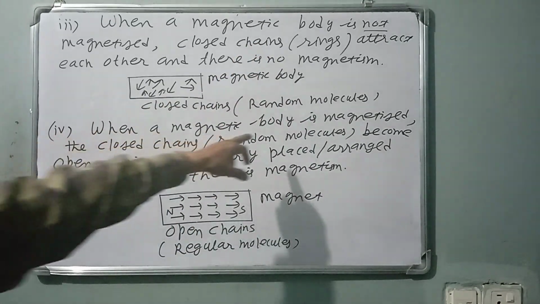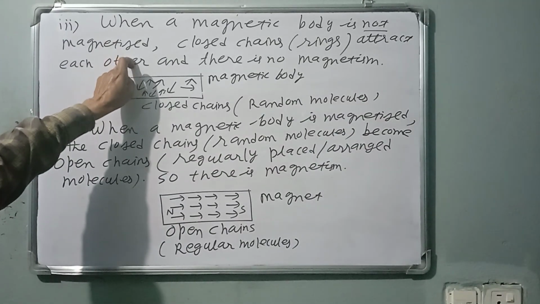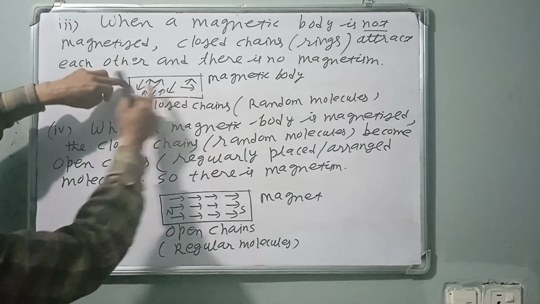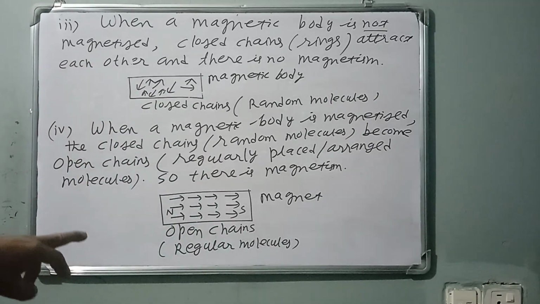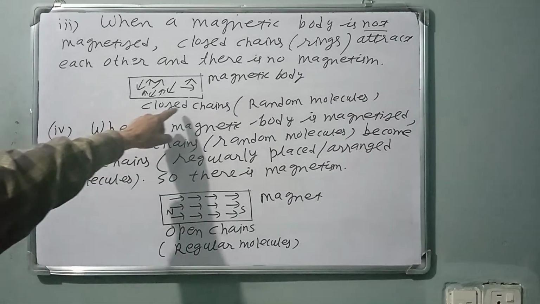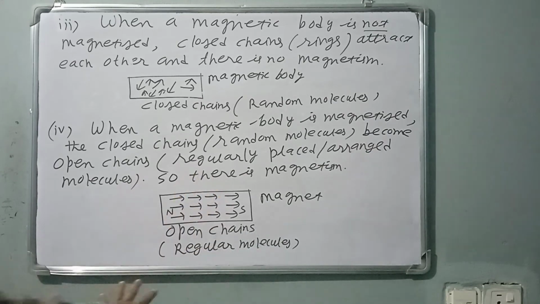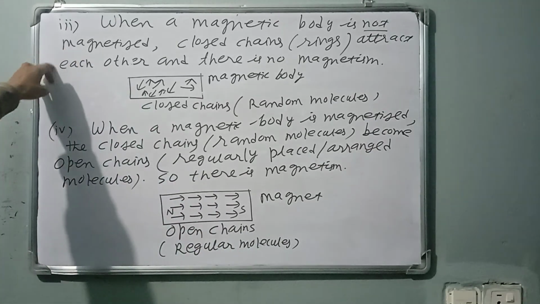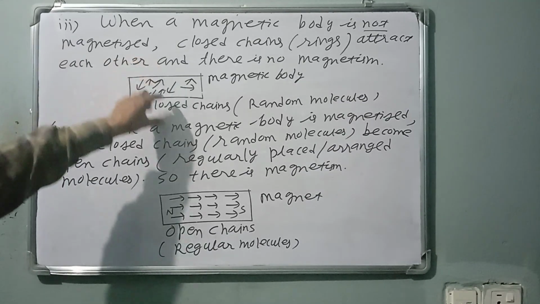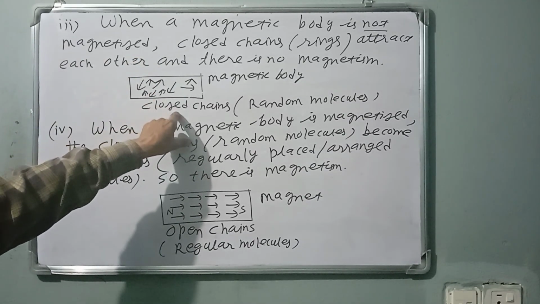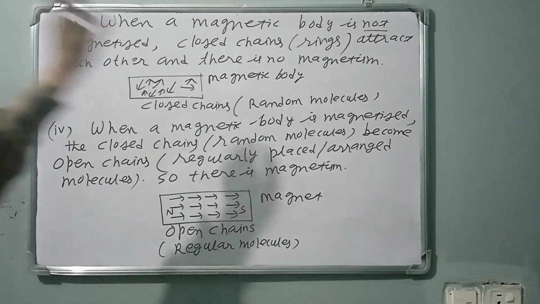IV, when a magnetic body is magnetized, when the same substance is magnetized, what happens? The irregular molecules become regular. See, irregular molecules become regular means the closed chains become open chains. Now they are free to attract. So that is the difference between point number 3. Point number 3 is magnetic body has closed chains, there is no magnetism because they attract each other and the total magnetic field is 0.